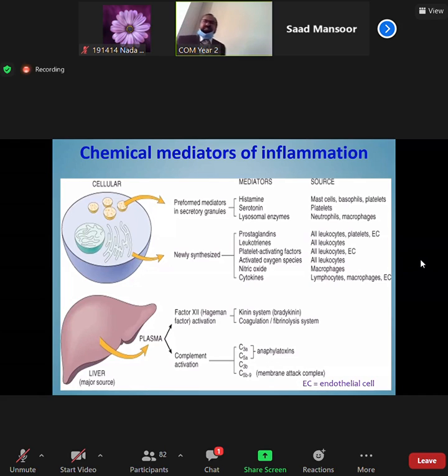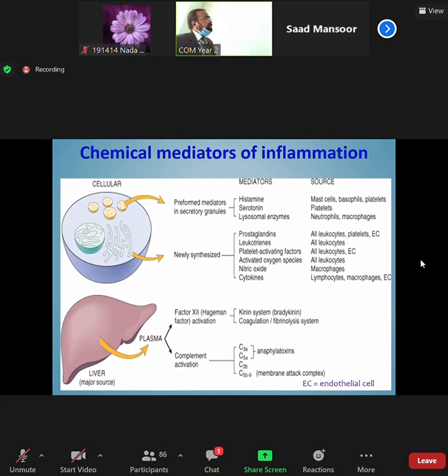Serotonin is also present in enterochromaffin cells in the GI. The whole GI has this serotonin, so it activates the movement of the intestine. And then lysosomal enzymes are in neutrophils and macrophages. You know that lysosomal enzymes are the enzymes which kill the bacteria, right? We have discussed two different patterns of killing: oxygen dependent and oxygen independent. So this is the oxygen independent type of killing of the bacteria.